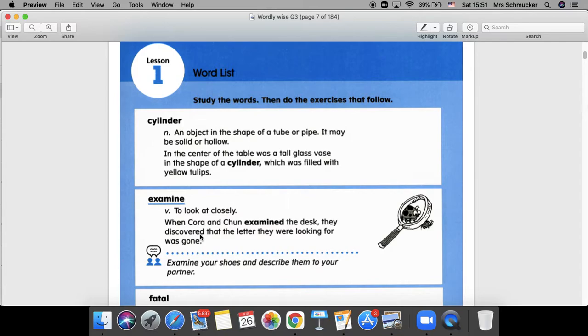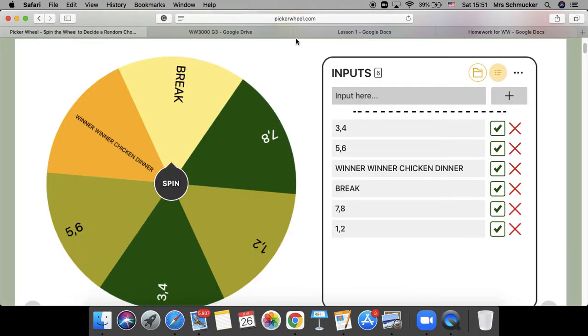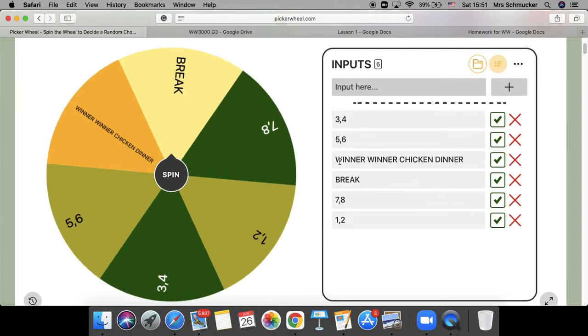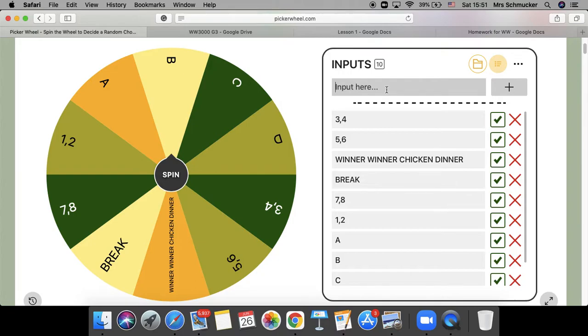How do we make this round interesting? What I would do is I would use this website called pickerwheel.com. This website allows us to be creative. What we do is, I have just a little bit of example right here. I would put in all of the students' names here. So let's just say I have students A, B, C, and D, right? I have 4 kids.